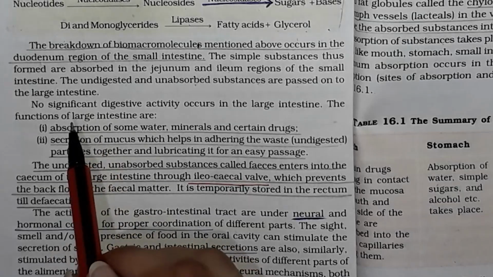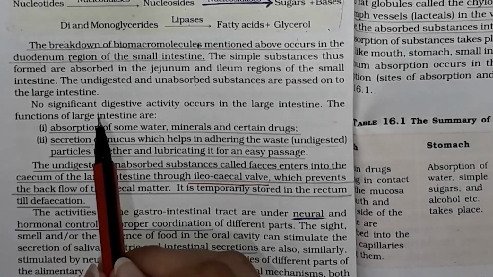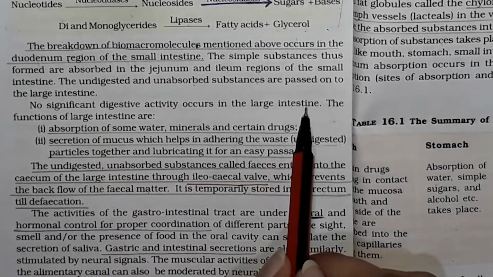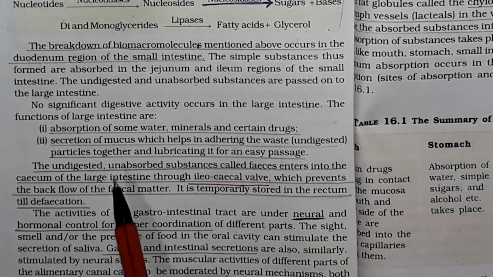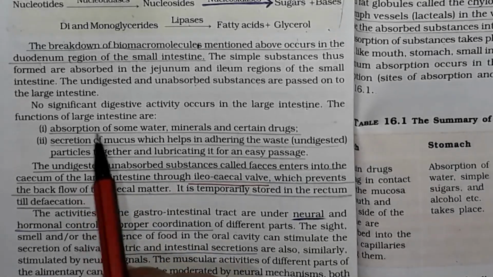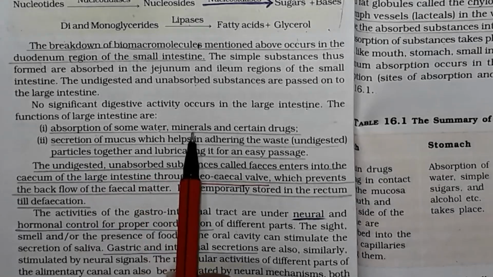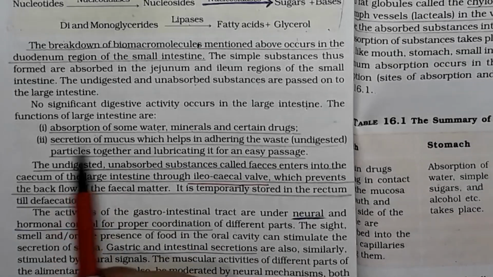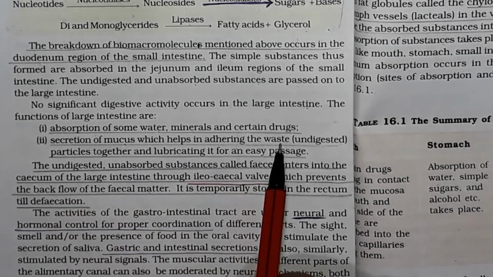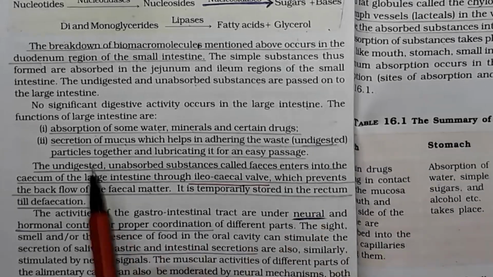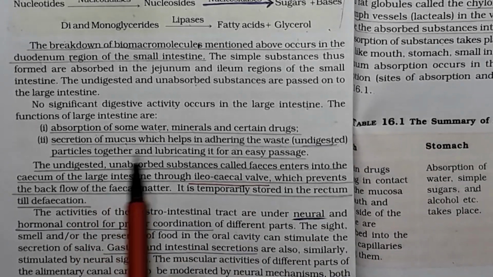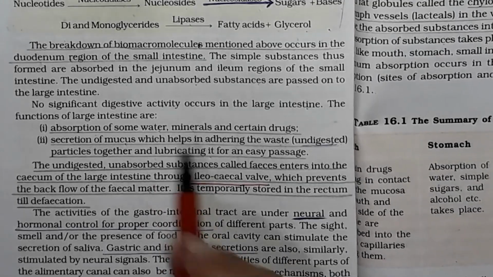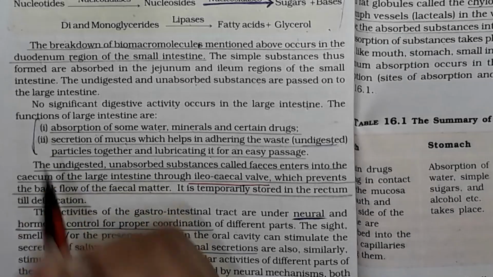There is very little absorption in the large intestine. So no significant digestive activity occurs in the large intestine. So what are the functions of the large intestine then? The large intestine helps in the absorption of some water, minerals, and certain drugs which are not absorbed earlier. It also secretes mucus, which helps in adhering the undigested waste particles together and lubricating them for an easy passage. So this was the function of the large intestine.